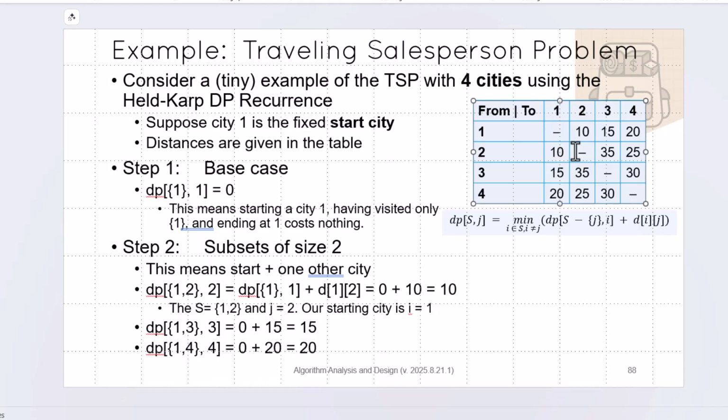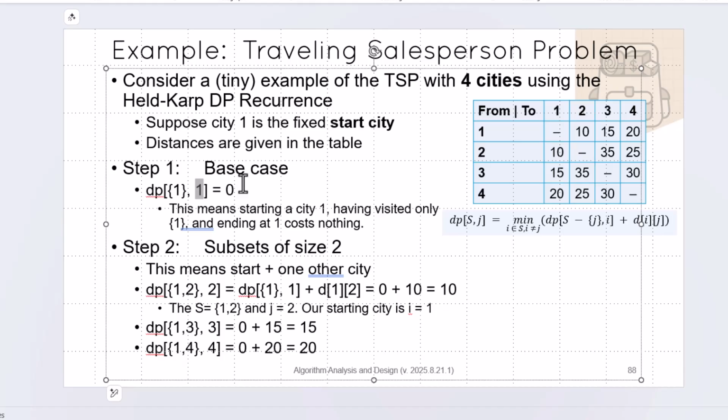Obviously we don't consider distance from a city to itself, but 1 to 2 is 10. You can see this is a mirror image across the diagonal, because from city 4 to 3 is the same as from city 3 to 4. That makes sense. Now, base case: the DP of {1}, having visited only city 1 with a starting city of 1, costs nothing.